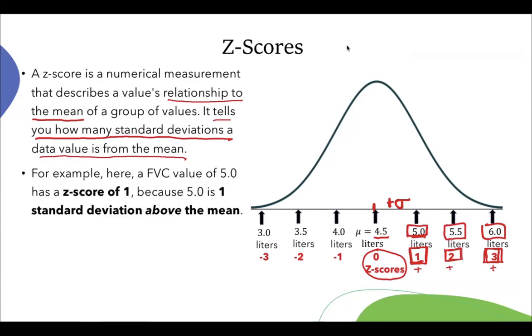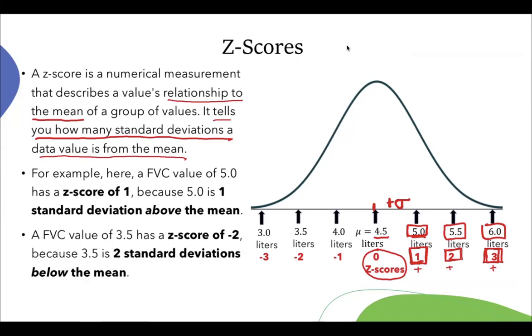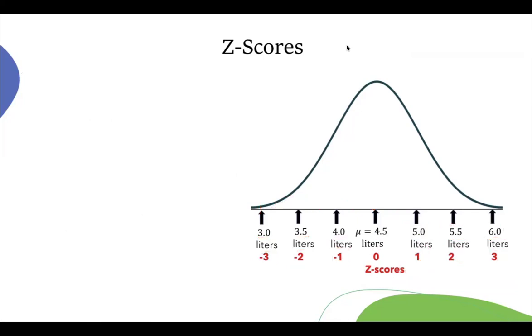On the other side, we have values that are below the mean. So let's take a look on the left side. 4.0 is 1 standard deviation below the mean. So we subtract the standard deviation to get 4.0. That has a z-score of -1. 3.5 is 2 standard deviations below the mean, so its z-score is -2. And 3 is 3 standard deviations below the mean. So we subtract the standard deviation 3 times to get that number.